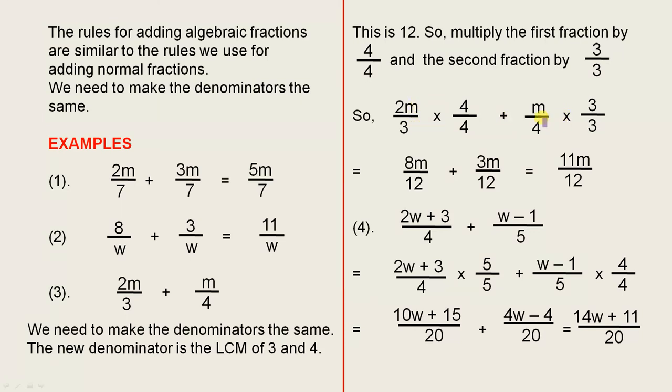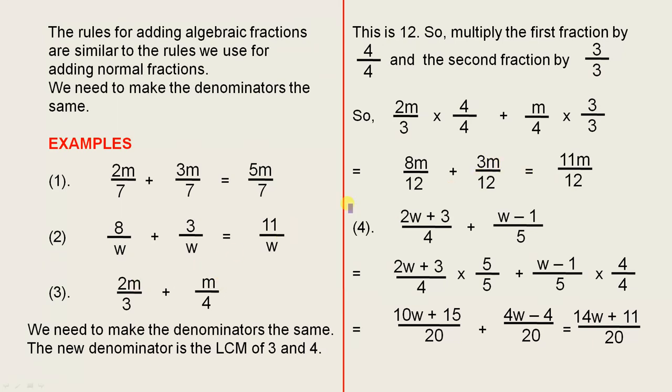Over here, how do we get 12? Well, 3 4s are 12, so we multiply by 3 over 3. Notice 3 over 3 is 1, so that doesn't change the value of the fraction. It might look different when we write it down, when we get each denominator as 12, but the value of each of these fractions is the same. So basically the 2m over 3 is the same as 8m over 12, and the m over 4 is the same as 3m over 12.